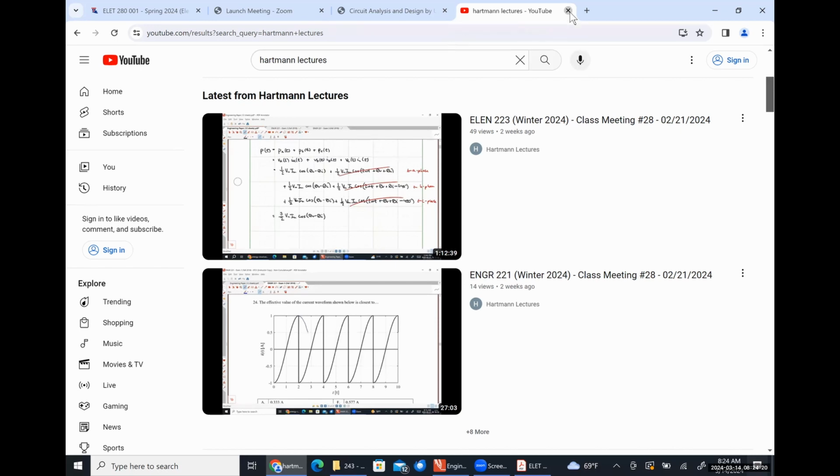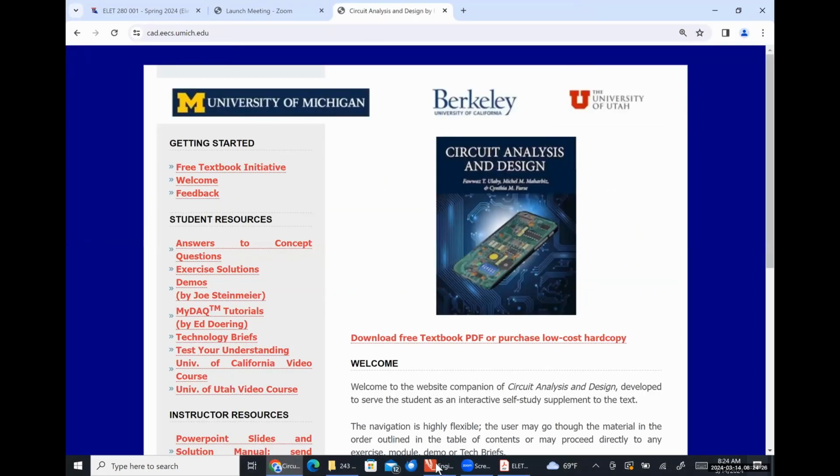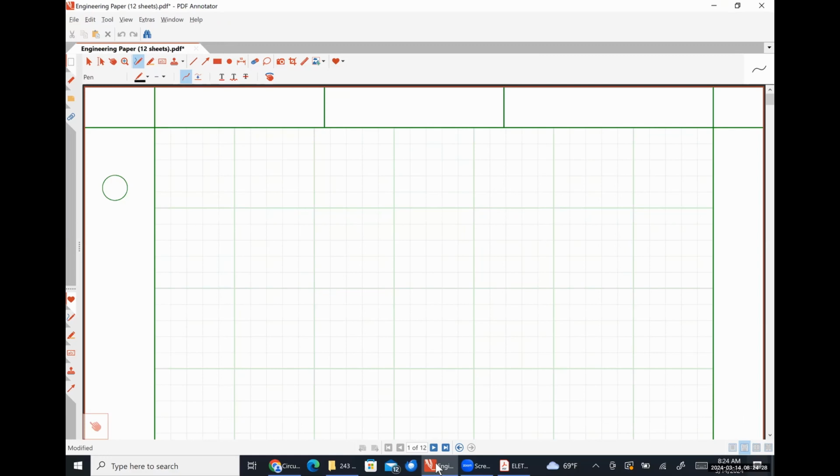All right, so what I want to do today is to just review complex numbers and then phasors and then phasor or frequency domain relationships so that we can get into analysis of single phase systems on next Tuesday.